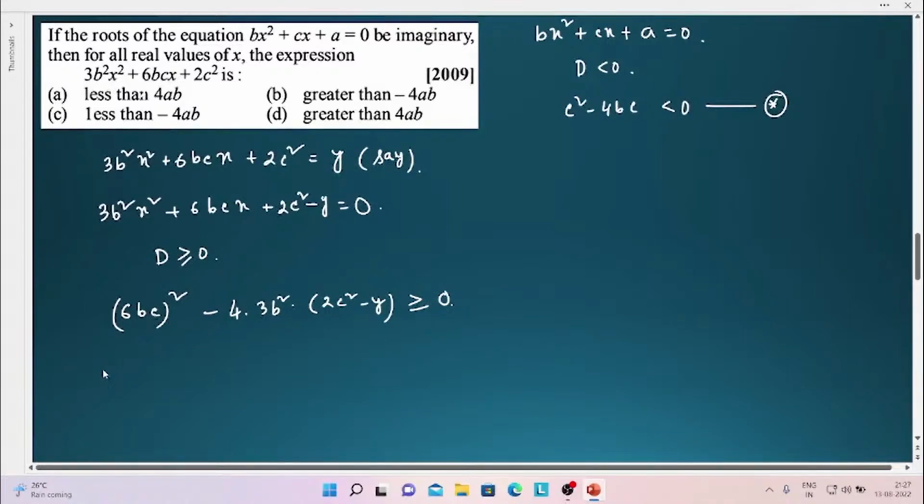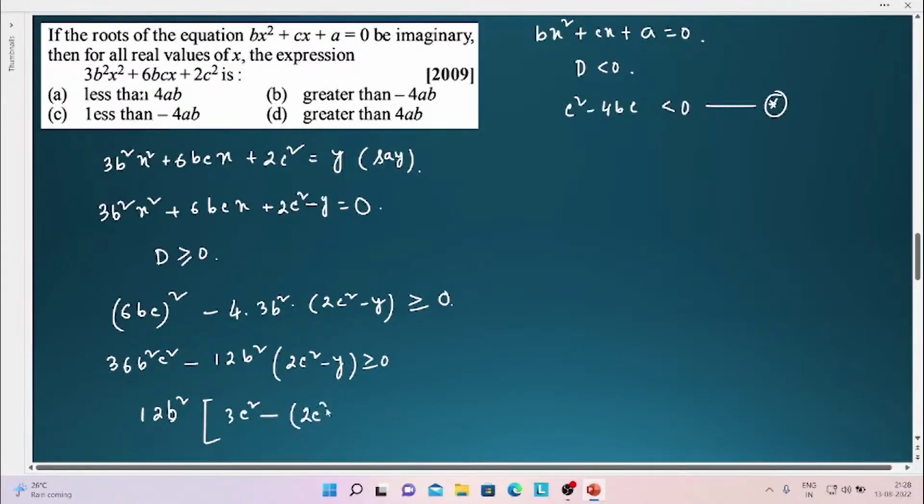If we expand that part, it will be 36b square c square minus 12 times b square times 2c square minus y, which is greater than or equals to 0. So it will be 36b square c square, right? I can take 12b square common from there. So we will have 3c square minus 2c square minus y, which is greater than or equals to 0.